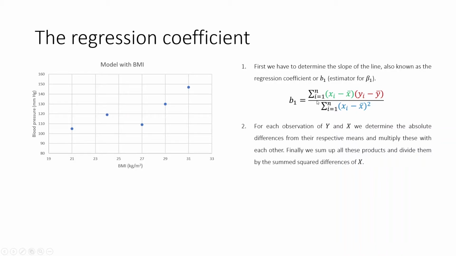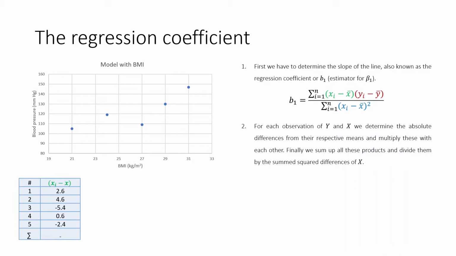And finally, at the bottom, we repeat the same process for the x values. We take the absolute differences, square them, and then sum them up. So it will result in a 1 value at the top and 1 value at the bottom. And when we divide those two, we will be left with the B1 coefficient, the regression coefficient, which is going to indicate the slope of our line.